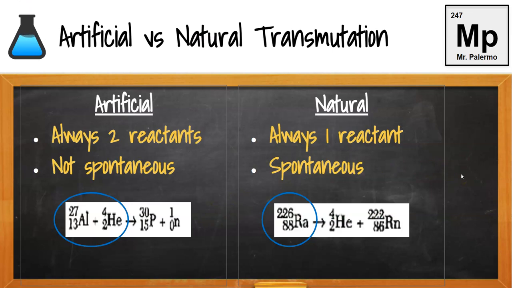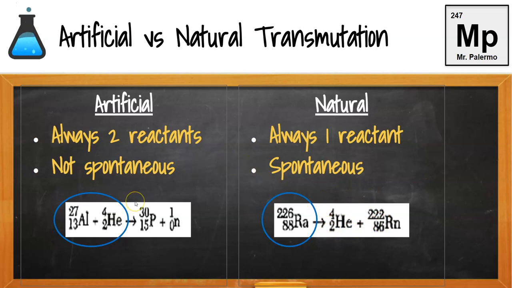So doing a comparison between natural and artificial transmutation, natural transmutation is our radioactive decay. It always has one reactant, which is spontaneously or naturally decaying into a more stable nuclei and releasing, in this case, an alpha particle in this example.